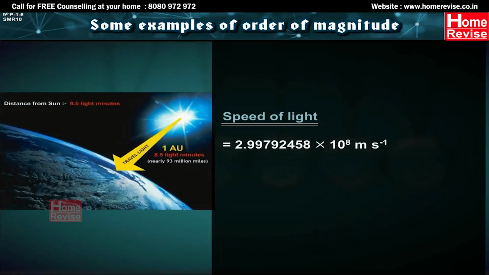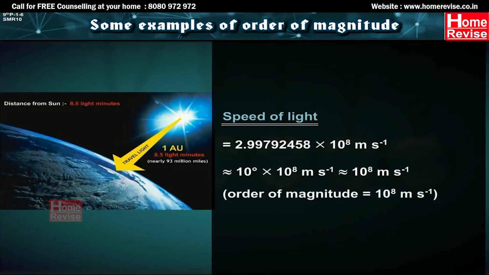Speed of light is equal to 2.99792458 into 10 raised to 8 meter per second, which is nearly equal to 10 raised to 0 into 10 raised to 8 meter per second, which is nearly equal to 10 raised to 8 meter per second. Order of magnitude is equal to 10 raised to 8 meter per second.